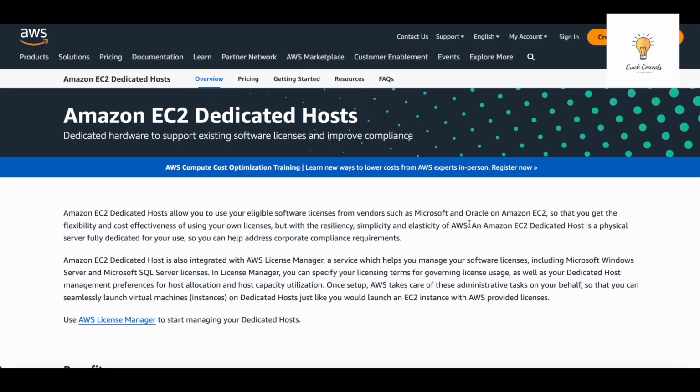So the use case for this could be for security purposes. Whenever you want to use your licenses, there's a term for this, BYOL, bring your own license. This is when dedicated hosts could be of use. You could have on-demand dedicated hosts, or you could also have reserved dedicated hosts, and the advantages would be as discussed earlier in the same video.